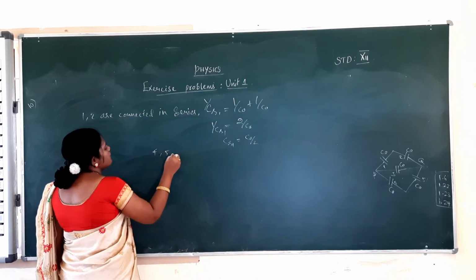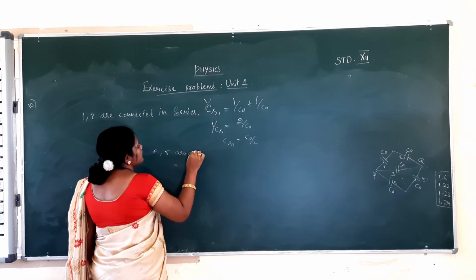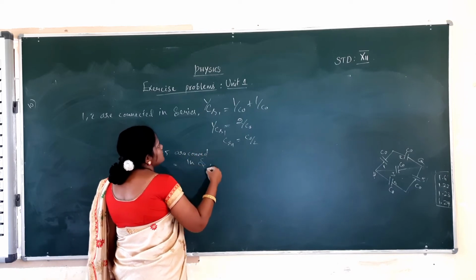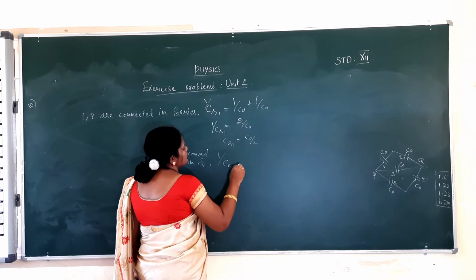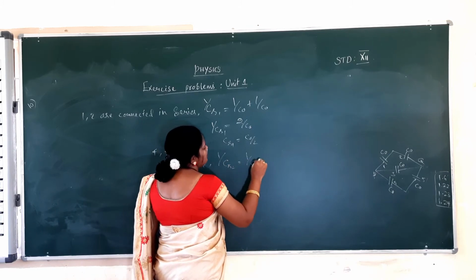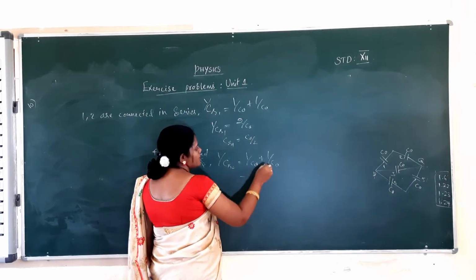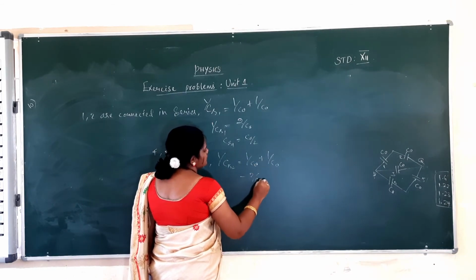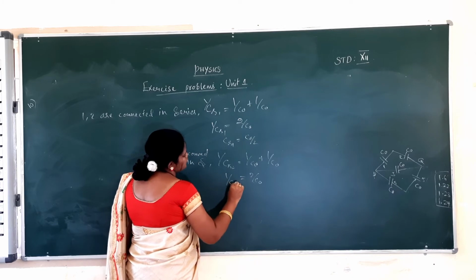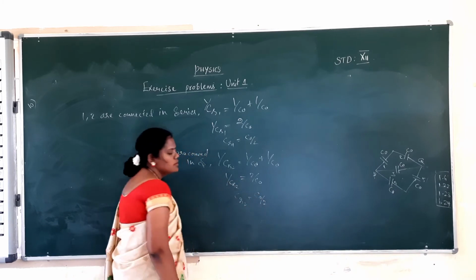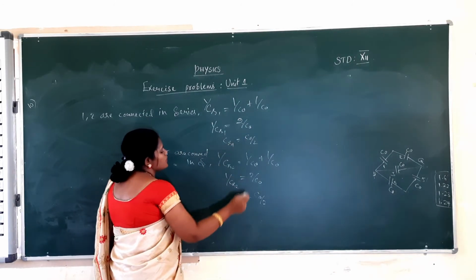4 and 5 are connected in series. 1 by CS2 is equal to 1 by C0 plus 1 by C0, which is 2 by C0. So that is 1 by CS2, and CS2 is equal to C0 by 2. Okay, that is CS2. CS1 and CS2.